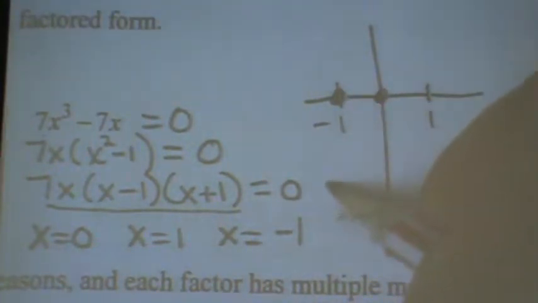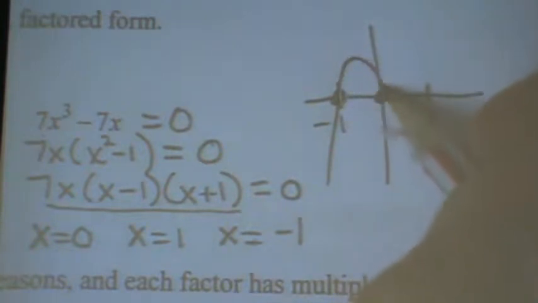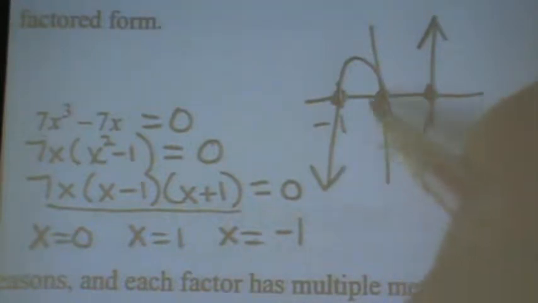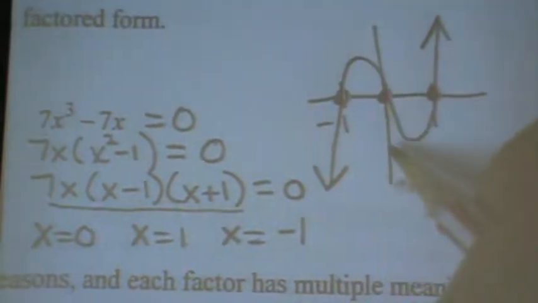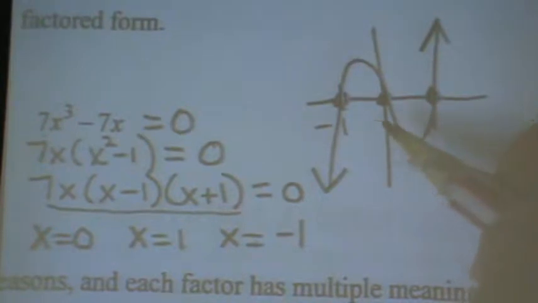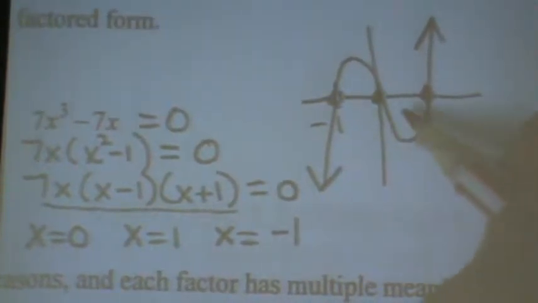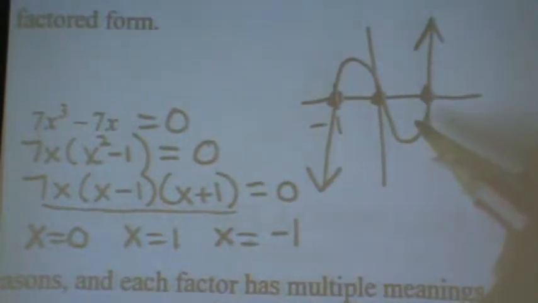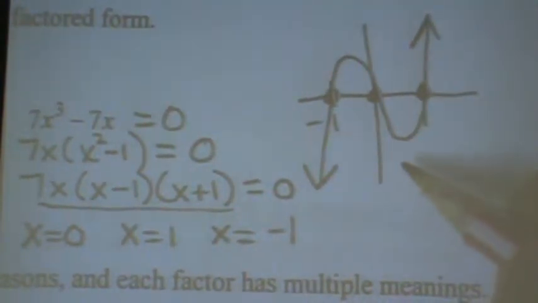So this is what my graph basically is going to look like. Now, how high is it going to go between negative 1 and 0? I'd have to plug in a number, like negative 0.5. And how low between 0 and 1? I'd have to plug in 0.5 to see how low it went. Anything more than the dots, the zeros, and the shape, I don't know unless I plug in some numbers.